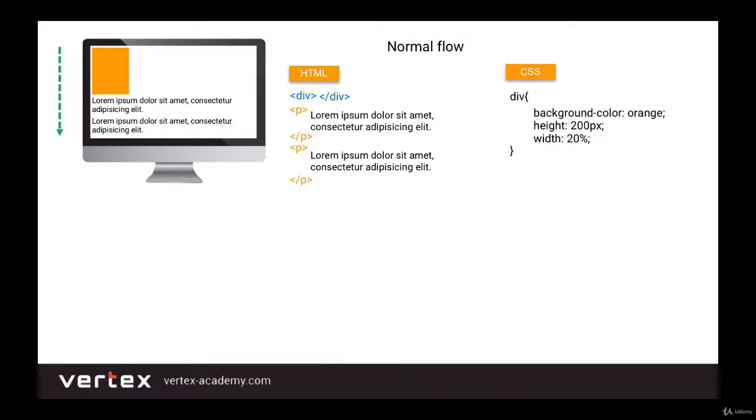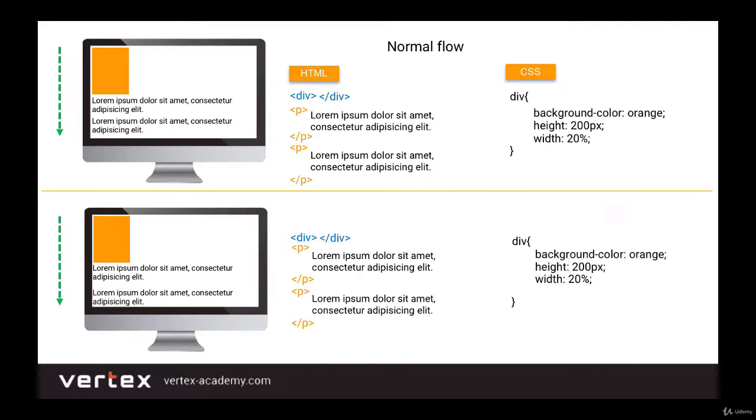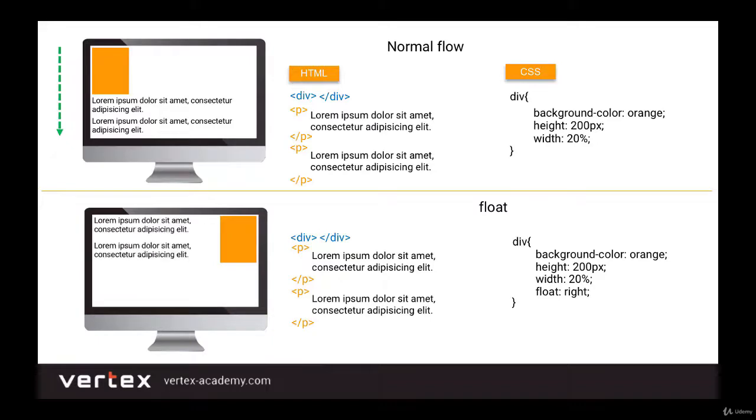But is it possible to change this normal flow and make it so that, for example, the text doesn't go underneath the block, but say next to it, to the side of it? Well, yeah, for sure, it's definitely possible. And for that, we're going to need a property called float. So we're going to add float right, for example, to our div. Let's see how the elements get placed on the screen this time. As you can see, the orange block is in the right corner and the text is kind of wrapped around it to the left.